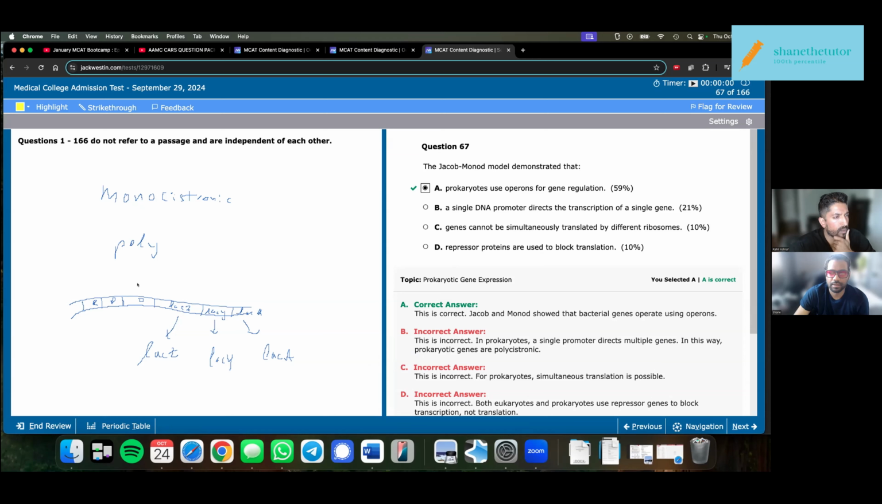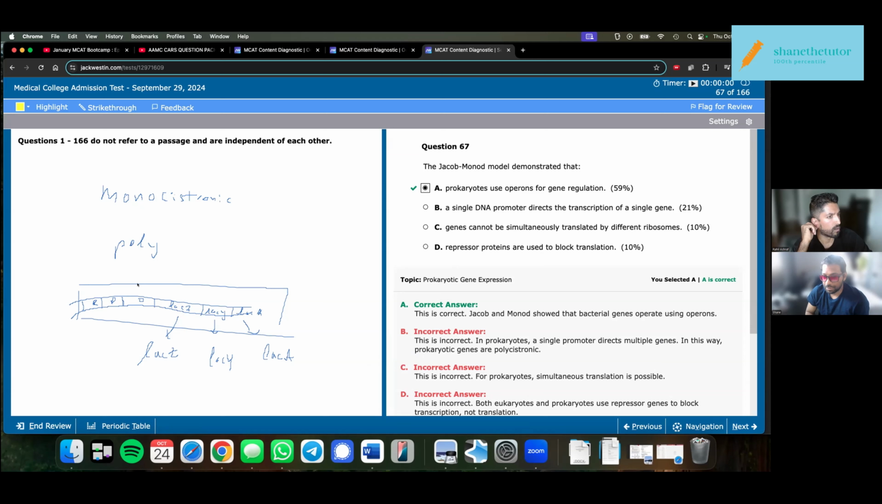And so the definition of an operon is essentially this entire thing. You could think of it as a unit of genetic material that uses an operator and a promoter, but ultimately is going to be a polycistronic mRNA that can therefore be translated into multiple proteins. I thought it was monocistronic, no?